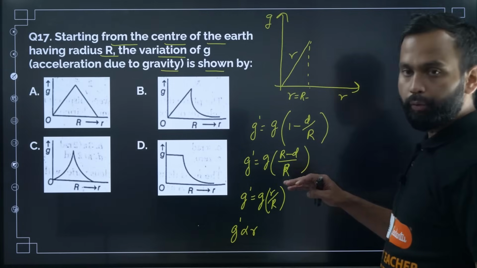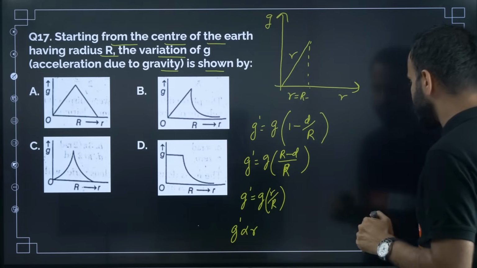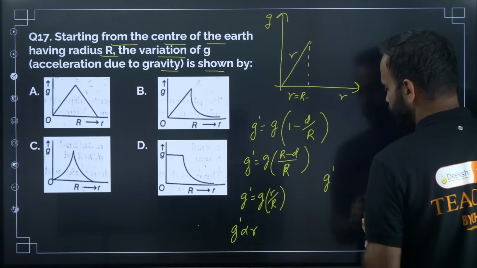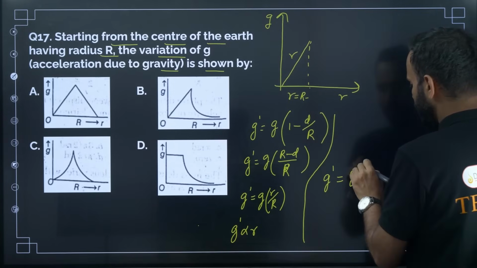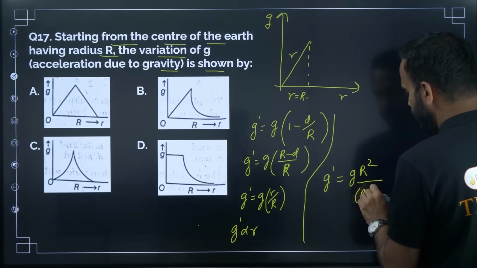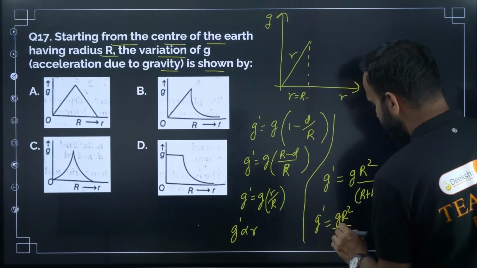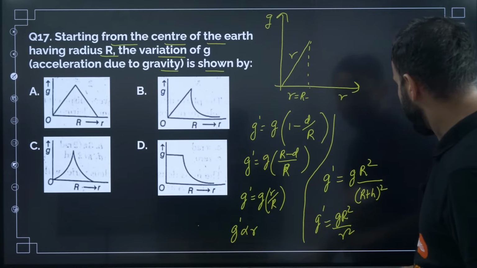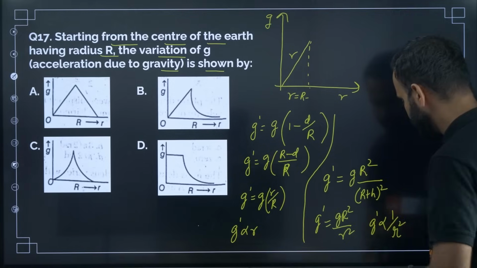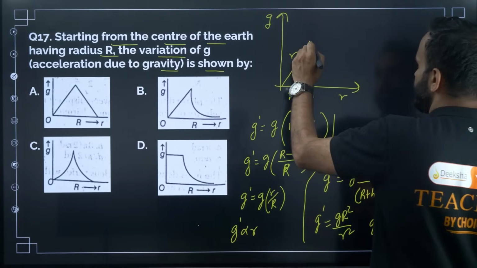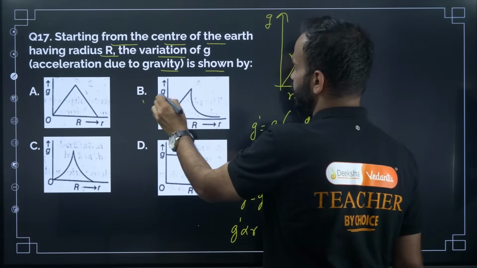Now, when you move away from the surface of the earth, that is acceleration due to gravity at height h above the surface of the earth, g dash is equal to g into R square divided by R plus h whole square, right? So g dash is equal to g R square divided by small r square. What is small r? R plus h. So now acceleration due to gravity decreases inversely, square of the inverse, right? So it will be like this, 1 divided by r square. So the correct option will be B.